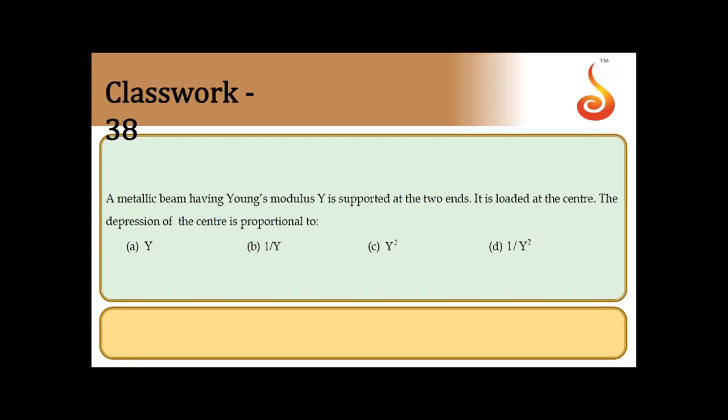So, when a beam is loaded at the center, the depression at the center is given by delta is equal to WL cube divided by 4 B D cube into Y, where L is length, W is weight added, B is breadth and D is thickness. So, clearly delta is inversely proportional to Young's modulus Y. So, it should be option B.